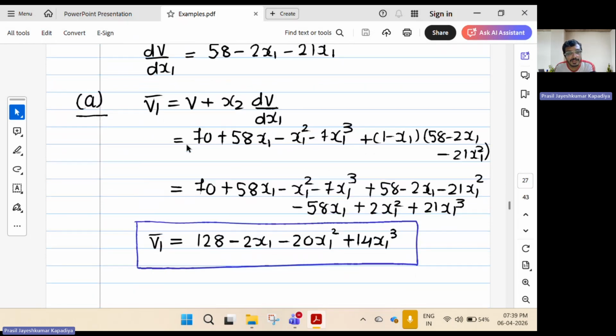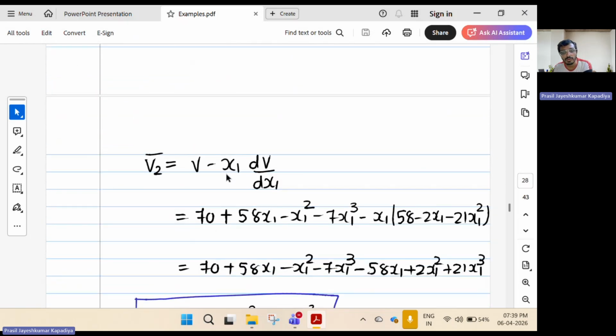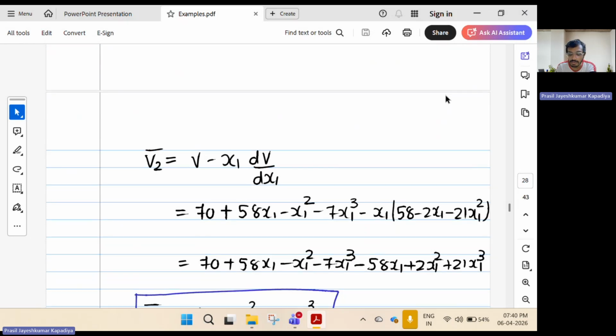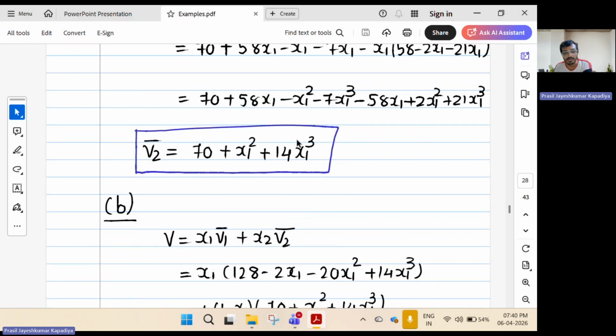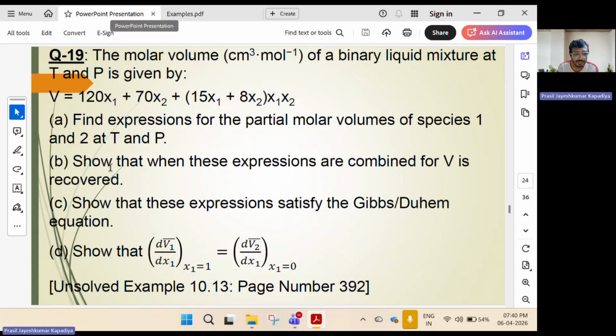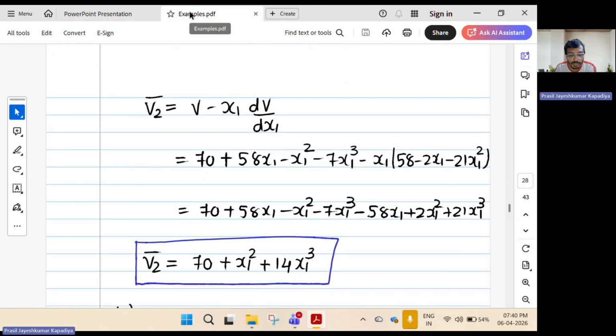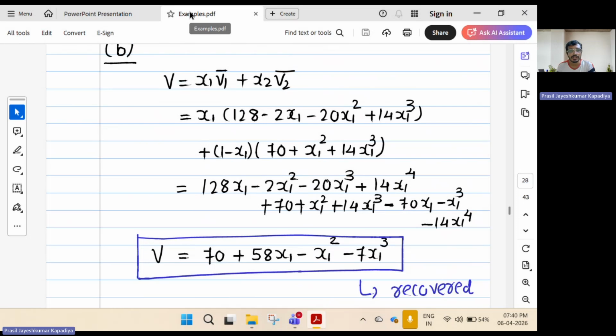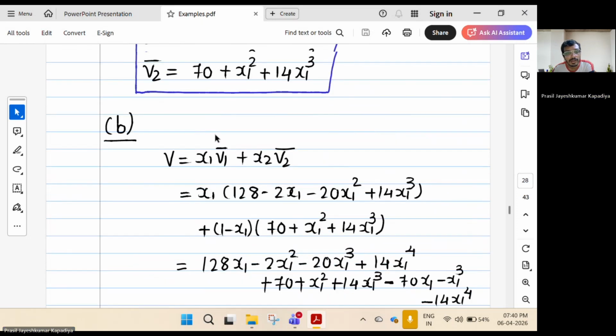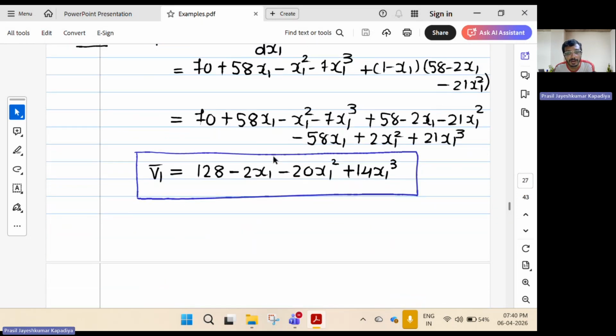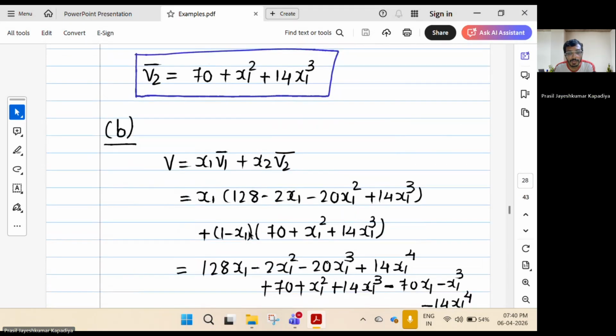What is V2 bar? V2 bar is V minus x1 dV/dx1. So V was this, minus x1 dV/dx1, and we just need to do simple math and we get this V2 bar. Now, when these expressions are combined, V is recovered. So what is V? V is x1 V1 bar plus x2 V2 bar. So am I able to recover this? So x1 into this V1 bar, plus x2, 1 minus x1, into V2 bar.